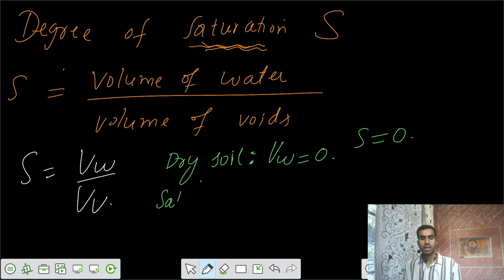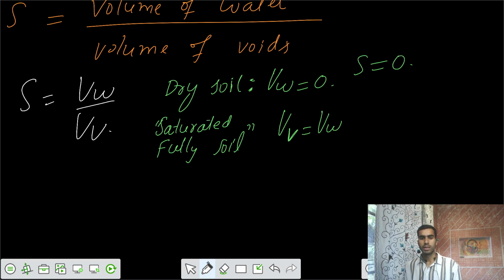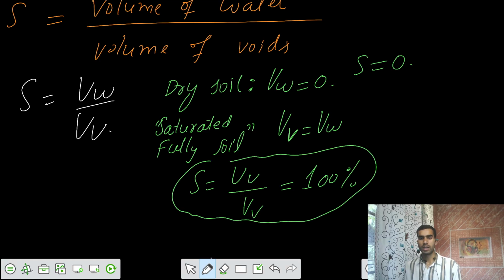Now one more case: fully saturated soil. In that case, your entire voids are filled with water. That means your volume of water is the total volume of voids, and the ratio equals 1, or 100% degree of saturation. This is your degree of saturation.